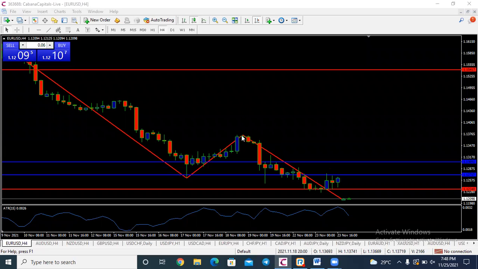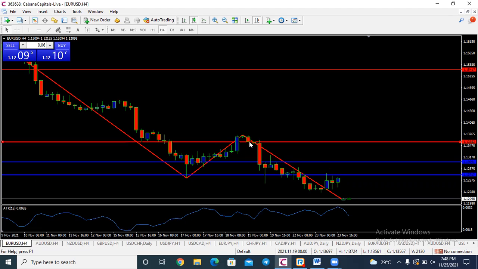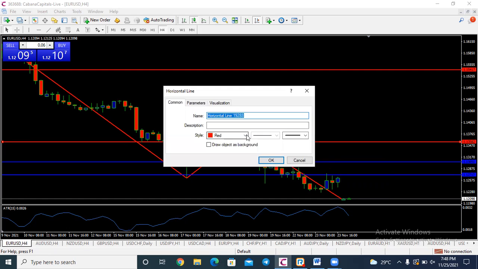So here we have a sell setup. This is a bullish spinning top. Then we are entering a sell trade after the close of this candle. So this would be our entry price. Let me change the color so that you can see it clearly.